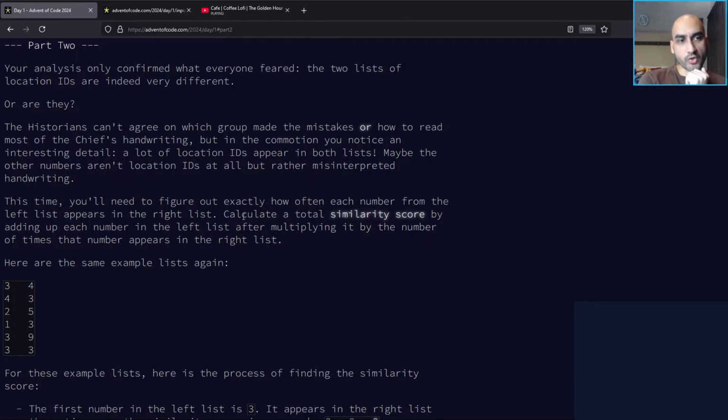But in the commotion you notice an interesting detail. A lot of location IDs appear in both lists. Maybe the other numbers aren't location IDs at all, but rather misinterpreted handwriting. This time you'll need to figure out exactly how often each number from the left list appears in the right list.